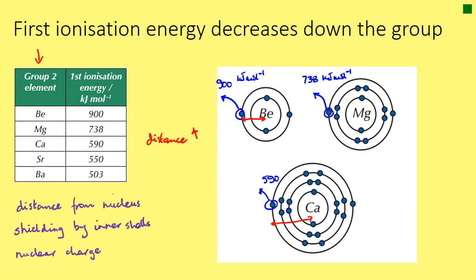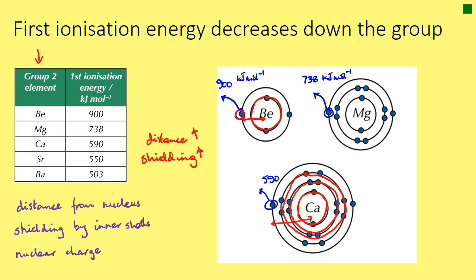and what's more, if you compare the amount of shielding that this electron that's being removed has from the beryllium nucleus, it's just got one shell with two electrons in it, whereas with calcium we've got that same shell, but we've also got two more full shells of 8 electrons in them. Okay, these two here. So as you go down the group, the shielding increases.